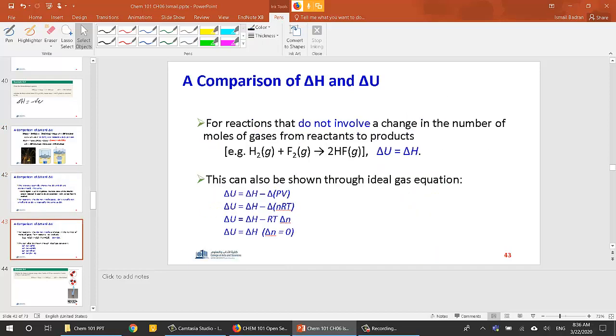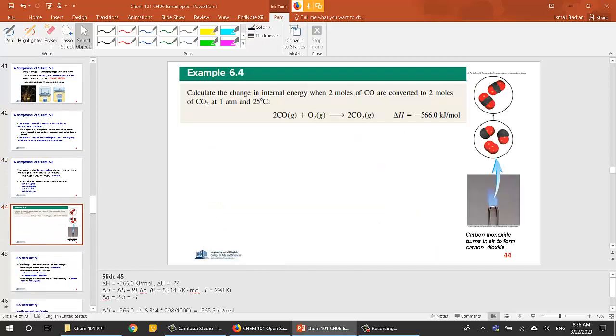And in this case, here, we can solve the questions. I'm going to solve this question based on this. Now, in this question, calculate the change in internal energy when 2 moles of CO are converted to 2 moles of CO2 at 1 atmosphere and 25 Celsius. We have a reaction, everything is gas here, and we are provided with delta H, which is equal to minus 566 kilojoule per mole.